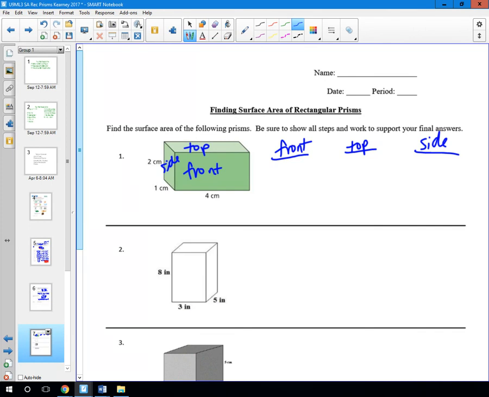What I want you guys to do is continue with this problem. I want you to go through and see if you can find the area of the front, find the area of the top, and find the area of the side. Okay? And then remember at the end, you're going to find the sum of all the surfaces and see if you get it correct. All right?